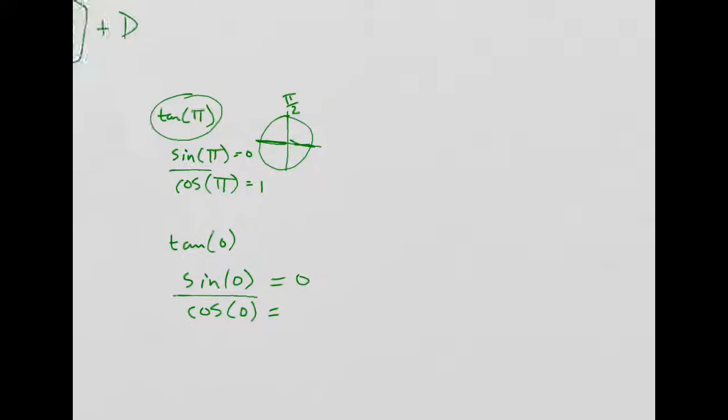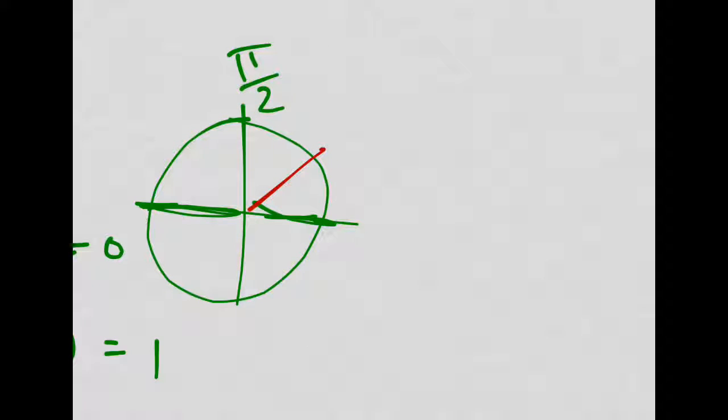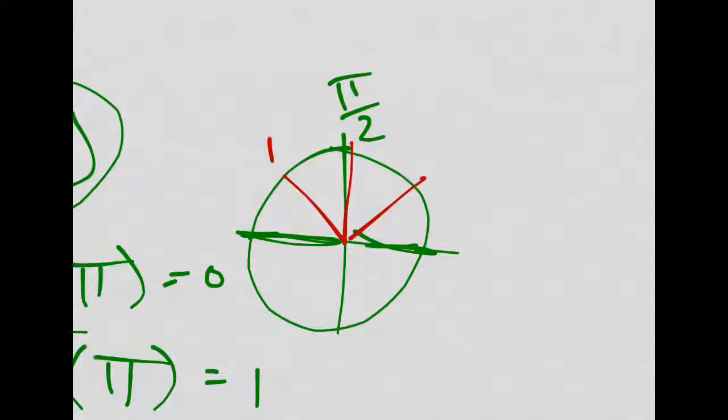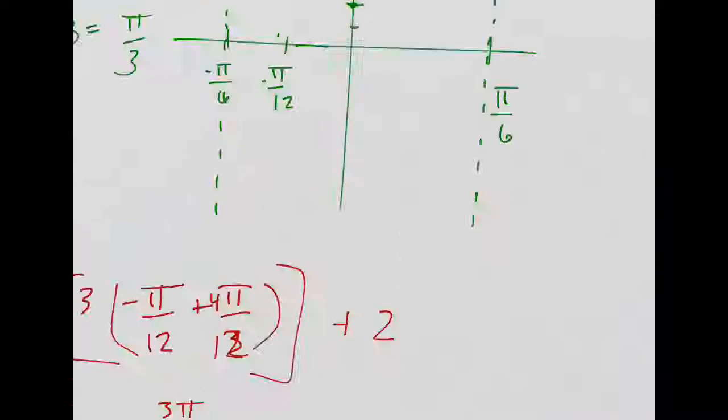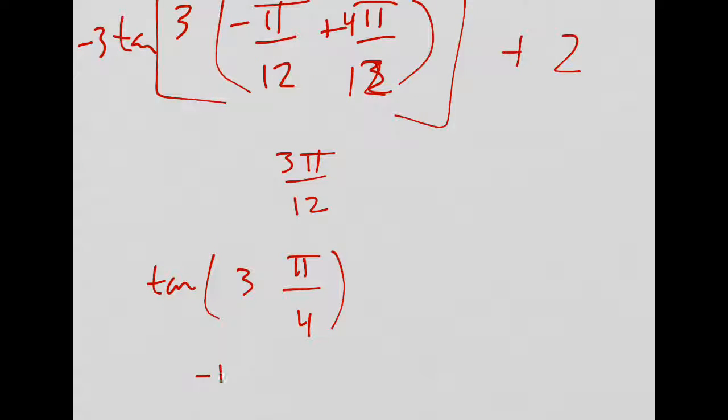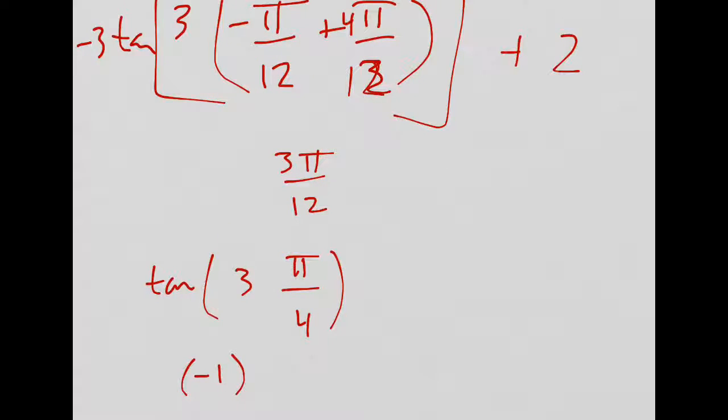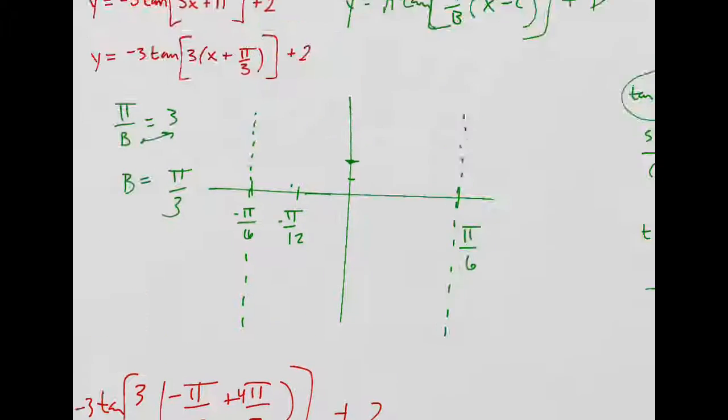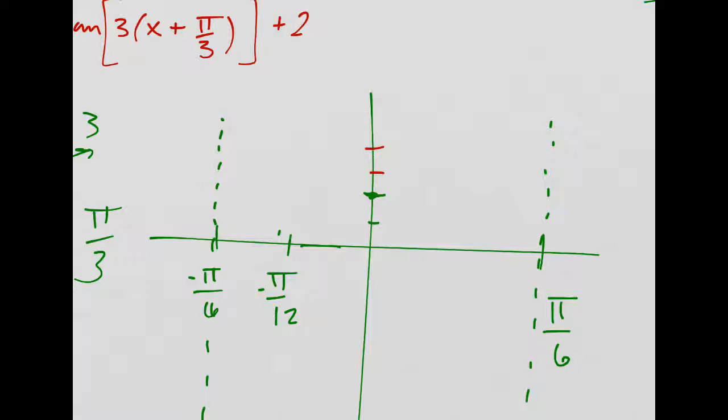For that, I go back to my unit circle. This is 1 pi over 4, 2 pi over 4, 3 pi over 4. And for tangent, that's going to be negative 1. So this becomes negative 1. Then I have times negative 3, that's positive 3, plus 2. Positive 3 plus 2 is 5. Sweet.